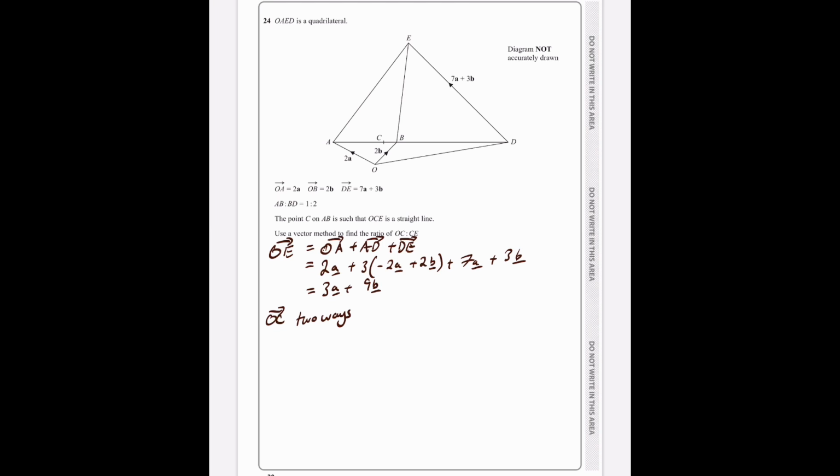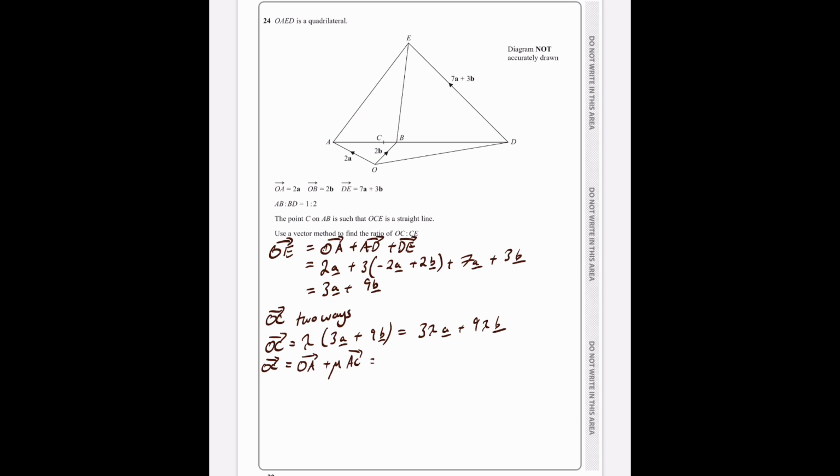Right, now this is the trickier bit. We're going to find O to C two ways. If we do it in two separate ways, we can compare the coefficients of little a and little b, and that will allow us to find the exact vector O to C if we wanted, although we don't actually need it at the very end. The simplest way of going from O to C is to say it's a proportion of the vector from O to E, so we call that proportion lambda, so lambda lots of 3a plus 9b. Or if you prefer, 3 lambda lots of a plus 9 lambda lots of b.